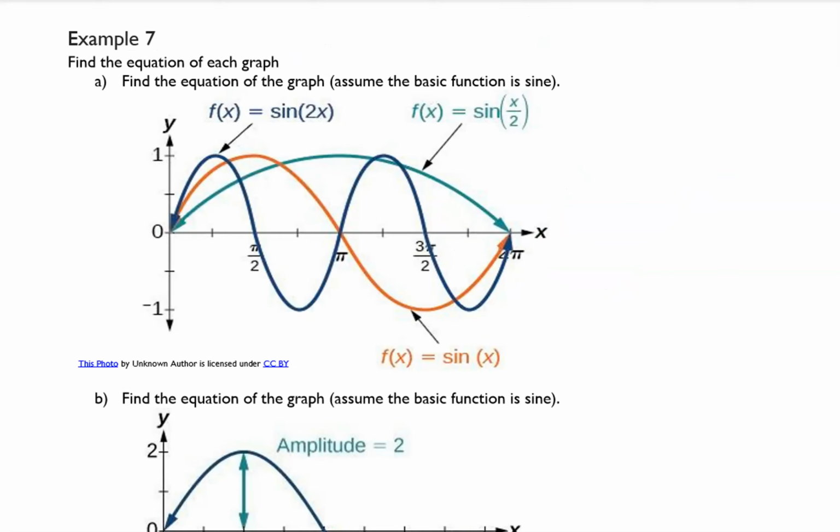Example 7 says find the equation of each graph, and part A says find the equation of the graph, assume the basic function is sine, and hopefully you notice here that the equations are already given to you, so this problem is done for us. We have sine of 2x, sine of x, and sine of x divided by 2 all graphed for us. So just take a look over this and make sure that you'd be able to come up with these on your own. And let's go ahead and move on to part B.